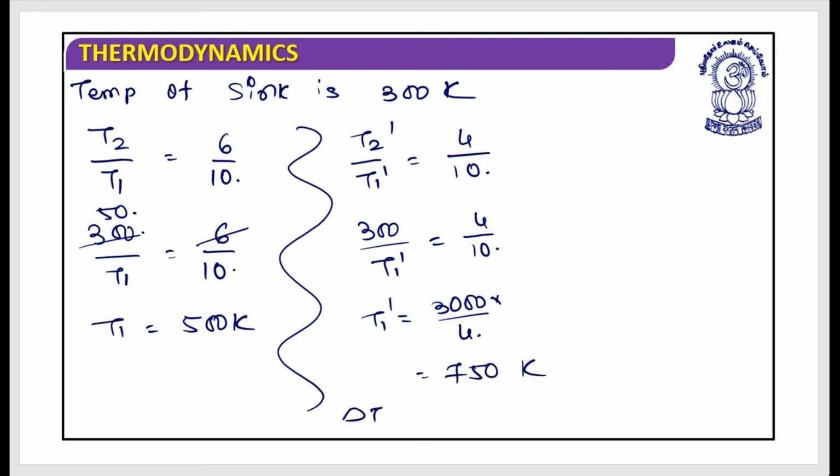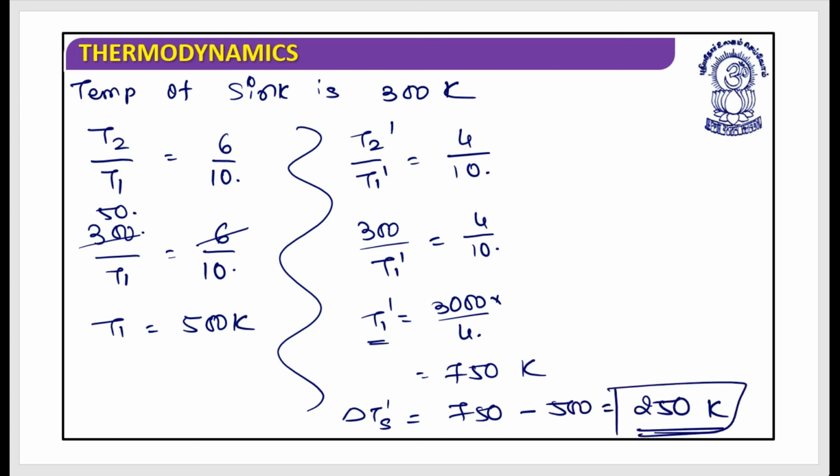So the change in source temperature, the change in T1, is equal to 750 minus 500, which is equal to 250 Kelvin. This is the answer, and this is the requirement. I hope this is clear. Is it clear?